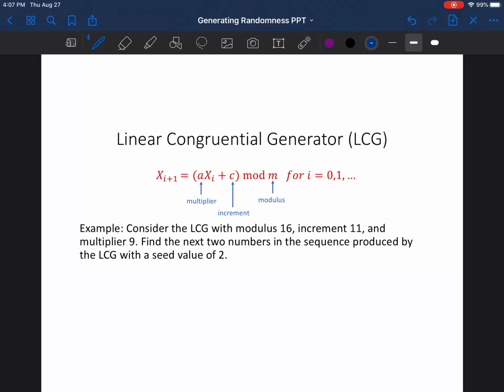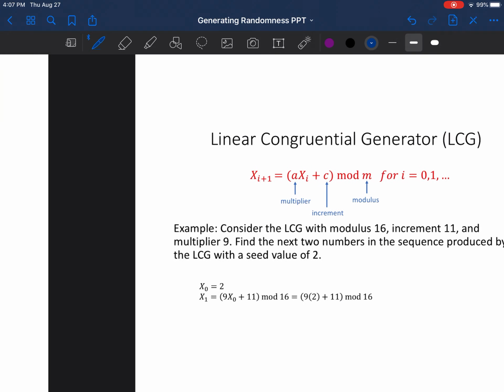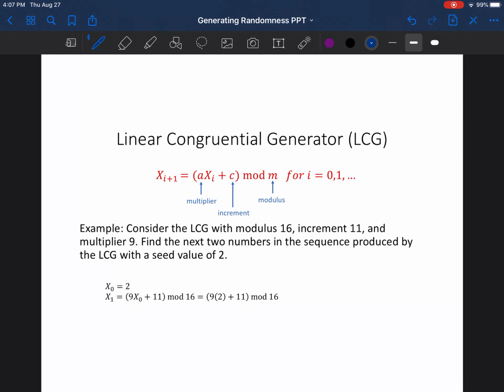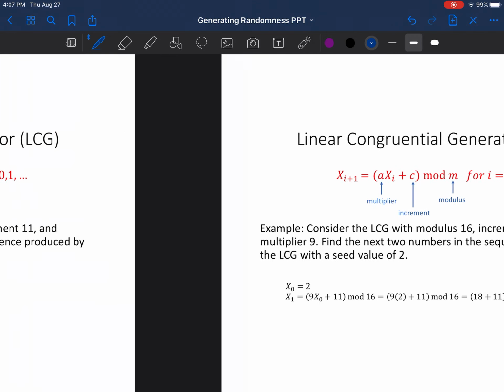So let's see how this works. Suppose we had a modulus 16, increment 11, and multiplier 9, and we're going to calculate the next two numbers in the sequence produced by the LCG with a seed value of 2. So x0 here will be equal to 2. So we start with x0 equal to 2. x1, according to our formula, is going to be 9 times x0 plus 11 mod 16. So we substitute in the 2 for x0.